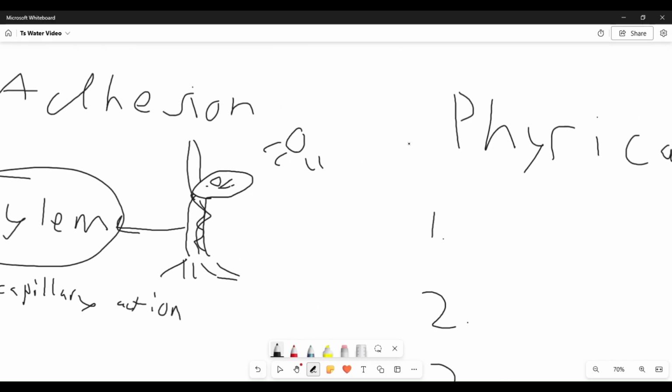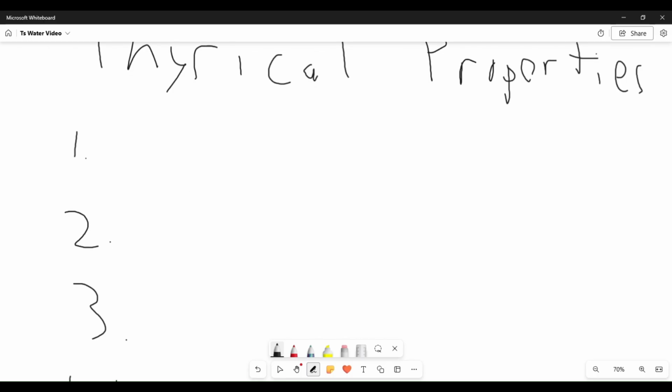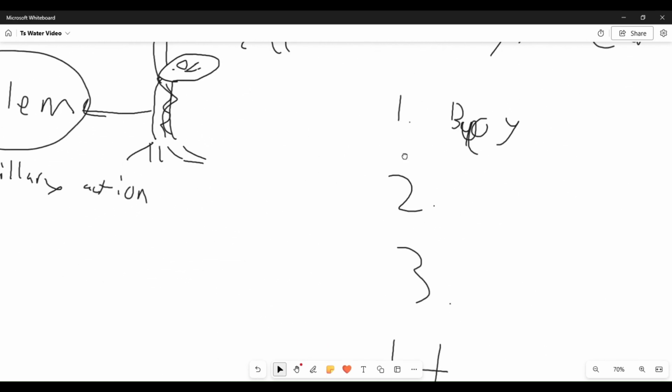Now, moving on, let's go to some of the physical properties of water. The first one we'll look at is known as buoyancy. It's something's ability to float. Not to be confused with surface tension.